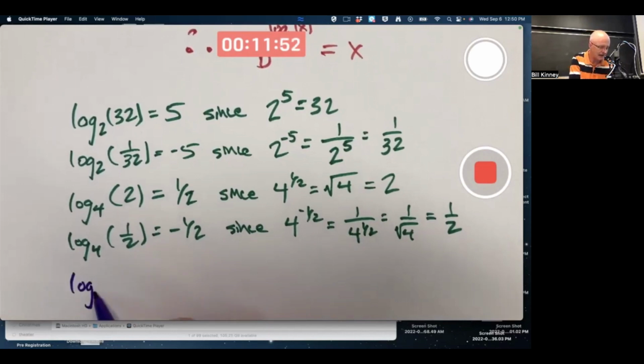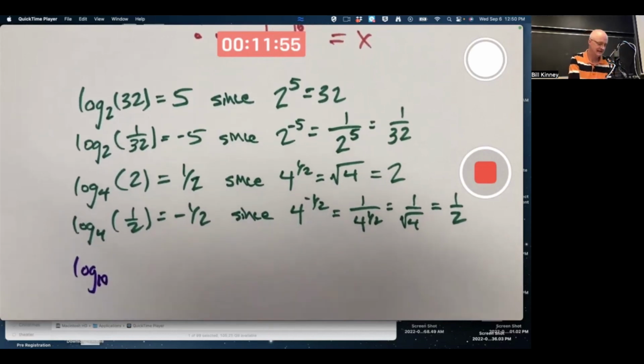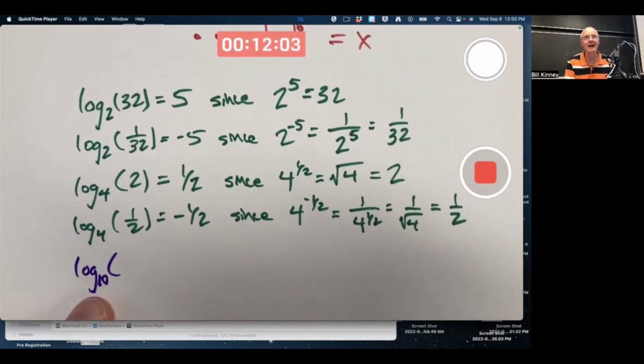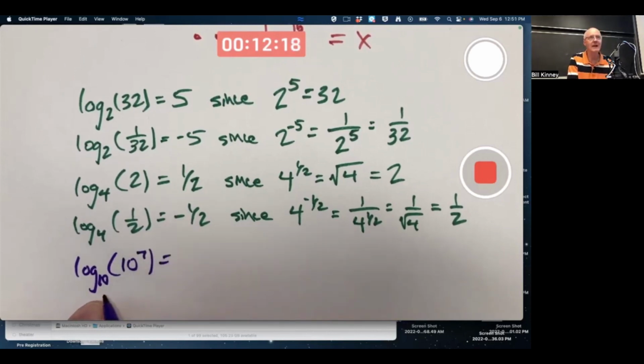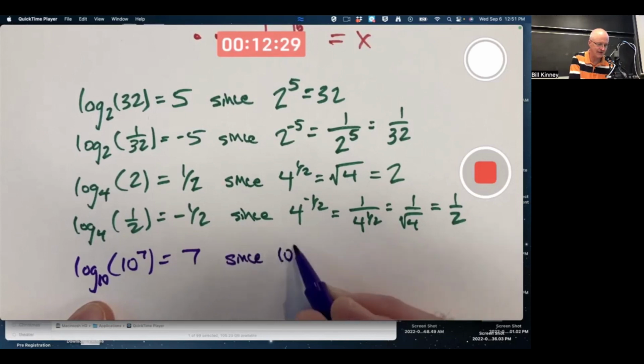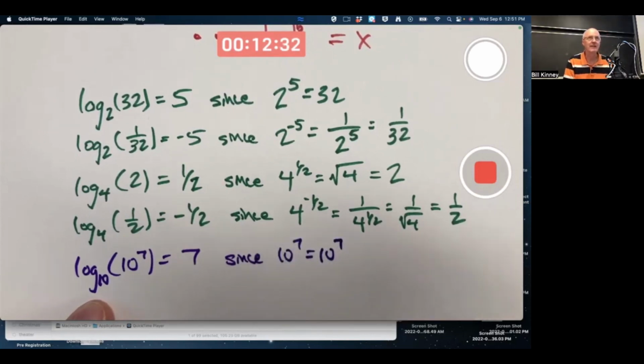Log base 10 is also called the common logarithm. And if you just write log without a base, it means log base 10, but I wrote a 10 there anyway. It is commonly used with, for example, powers of 10. 10 to the 7th power, which is 10 million. What power must 10 be raised to get 10 to the 7th power? I guess 7? Yeah, it's a self-fulfilling prophecy. Not really, but yeah, it's since 10 to the 7th equals 10 to the 7th. Really, that's the reason.